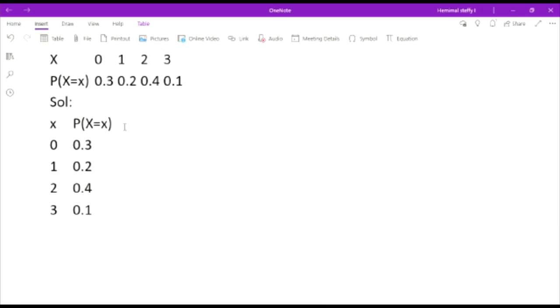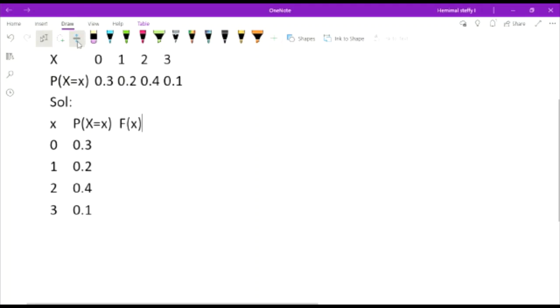What is the cumulative distribution function? You add the corresponding values. That represents F of x. How do you find that F of x? First I write the probability numbers the same, as they are. The first number is 0.3, I am writing it as it is.